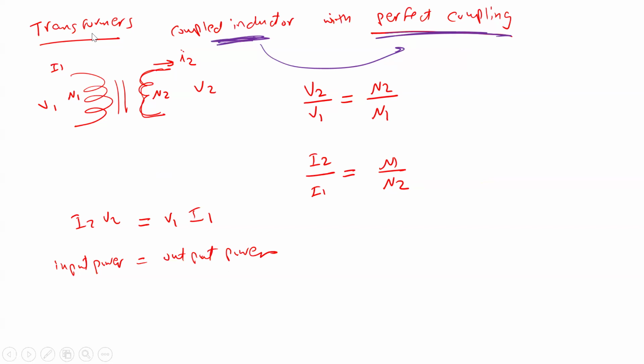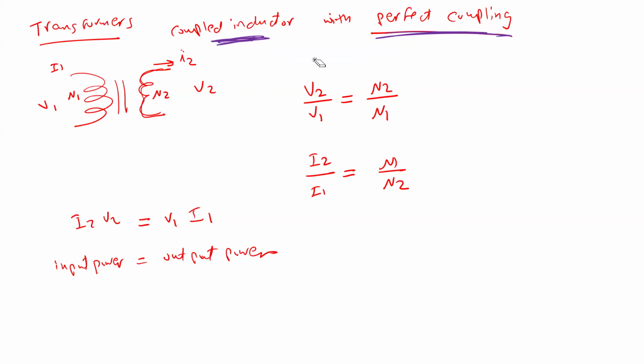In the case of a transformer, if we have the voltage V1 and current I1 on one side, and the voltage V2 and the current I2 on the other, because of the perfect coupling, we already have a relation between the voltages. So V2 divided by V1 should equal N2 divided by N1. Also, I2 divided by I1 should equal N1 divided by N2. You can see the current ratio is flipped. Makes sense? This is the current and the voltage.